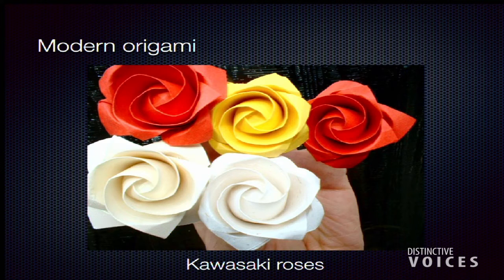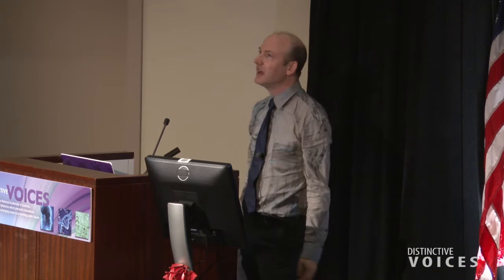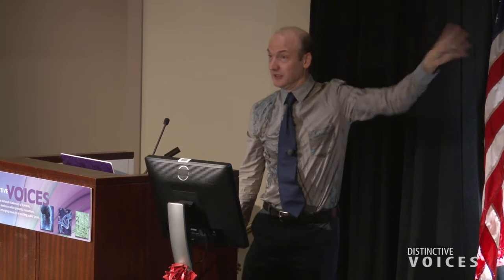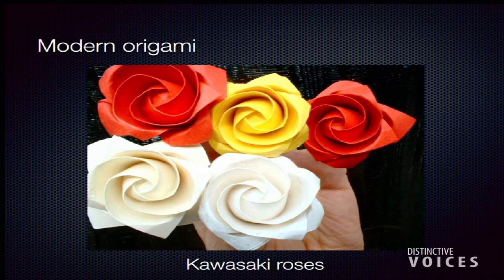So here's some other examples. These are Kawasaki roses. They were invented by a Japanese mathematician named Toshikazu Kawasaki. These are cool because they look very curvy, but the crease pattern for these is nothing but straight lines. And so, there's this really neat interplay that origami can do. Even though when you analyze it, it looks very rigid and straight, you often get these very curvilinear forms. That's a very popular model in the origami scene. People love Kawasaki roses. As you can see, you can put one on each finger.